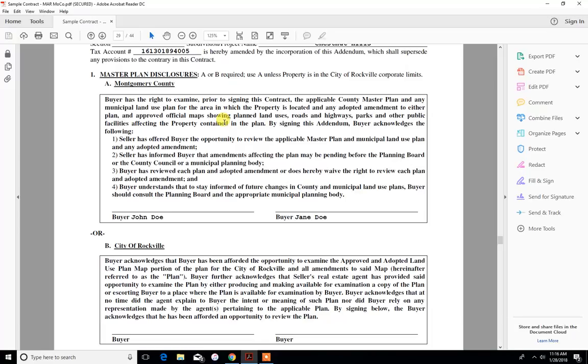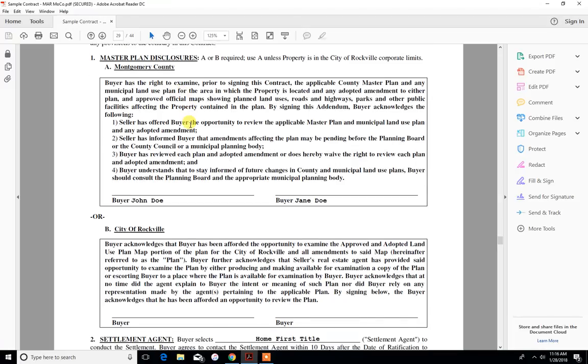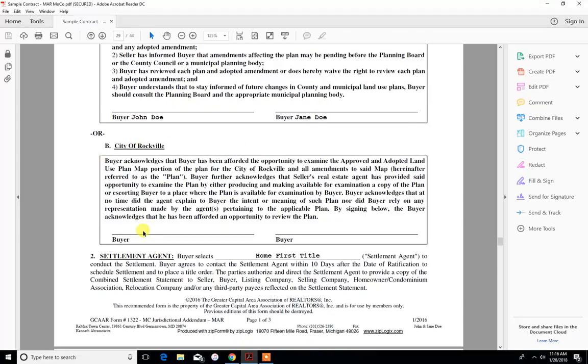A bunch of years ago, when they were planning on building Maryland Route 200, the intercounty connector, nobody knew where it was going. So that would have been a good place to check the master plan. If you're buying in Rockville along Randolph Road, they're planning on building an extension to the Montrose Parkway. You would want to check and see where it's going. So go ahead and sign here and here. Now, if it's in the city of Rockville, they sign here and here.